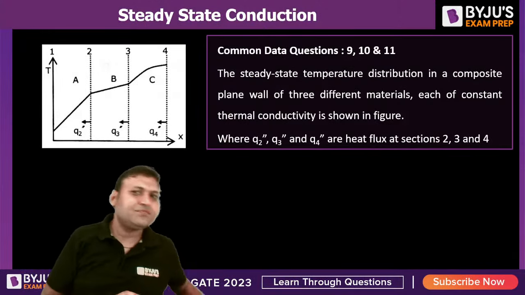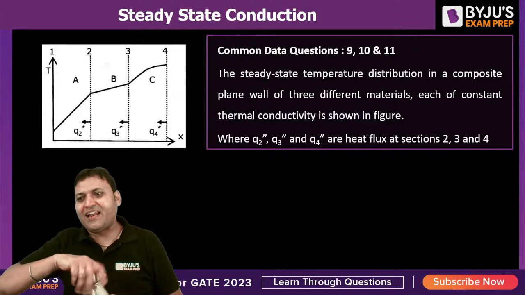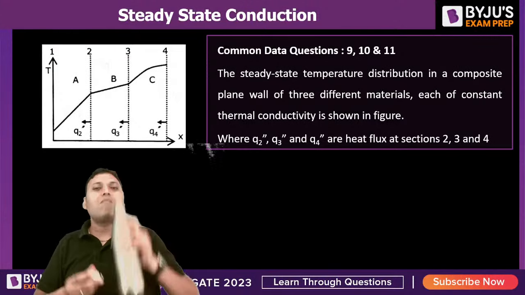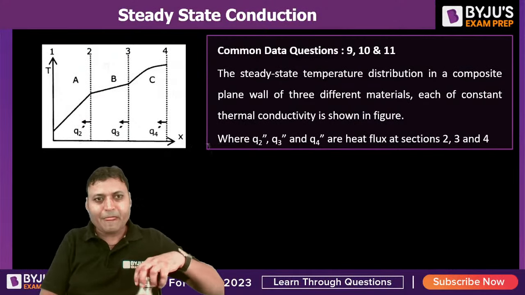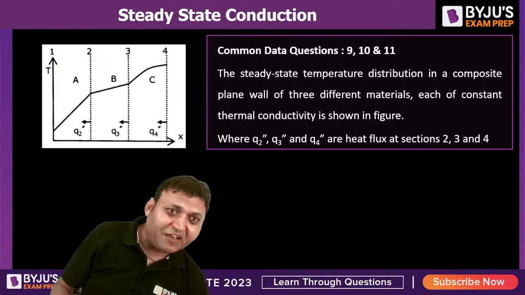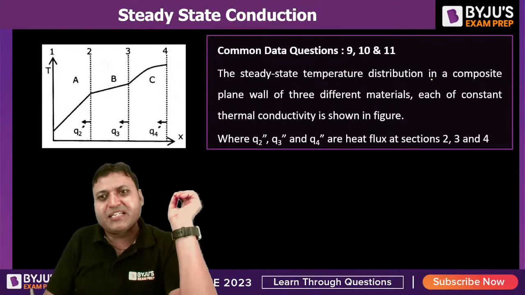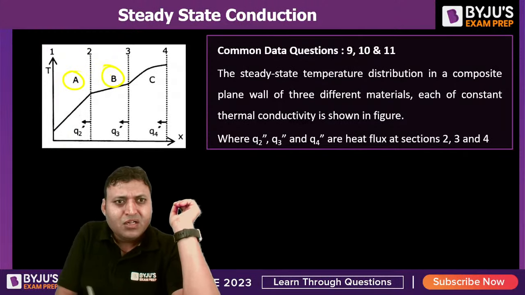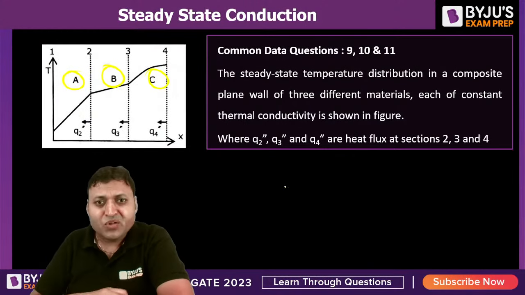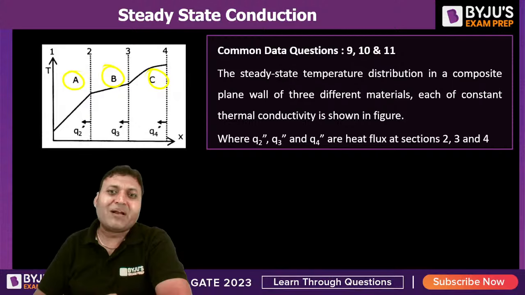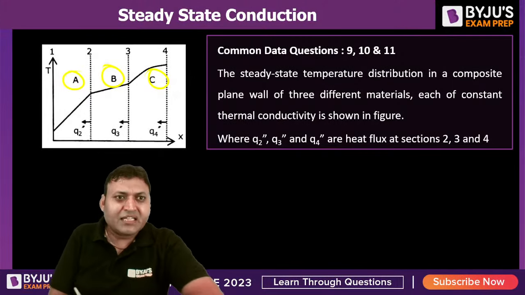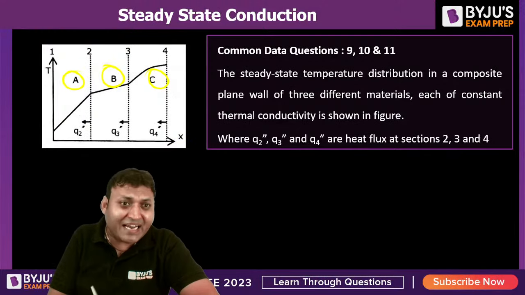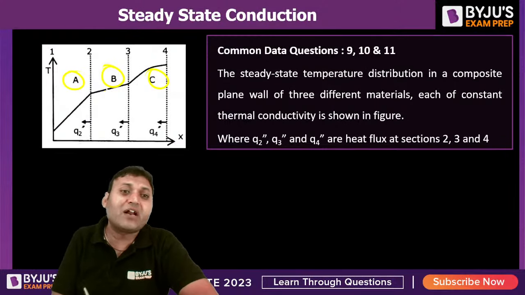Next question. Common data for questions 9, 10, 11. In this figure also, the steady state temperature distribution in a composite plane wall is shown. There are three materials A, B and C, each of constant thermal conductivity. The thermal conductivity of A is Ka. Thermal conductivity is constant, and the temperature profile is linear for A and B.